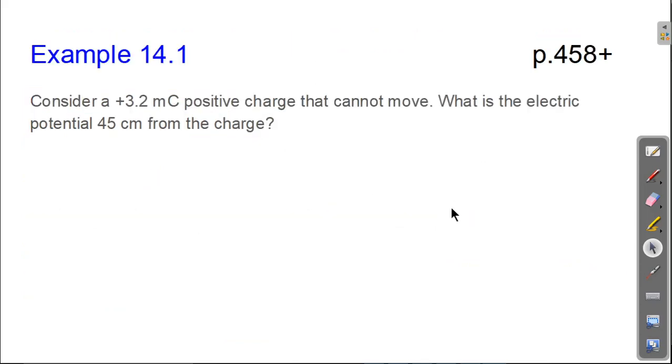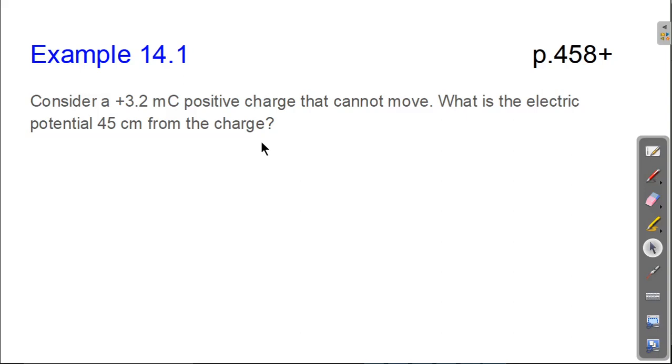Let's look at example 14.1 that is found on page 458 plus in your book. It takes more than one page to do. It reads like this. Consider a positive 3.2 millicoulomb charge that cannot move. So this is our fixed charge. What is the electric potential 45 centimeters from the charge? This is just an application of the formula.